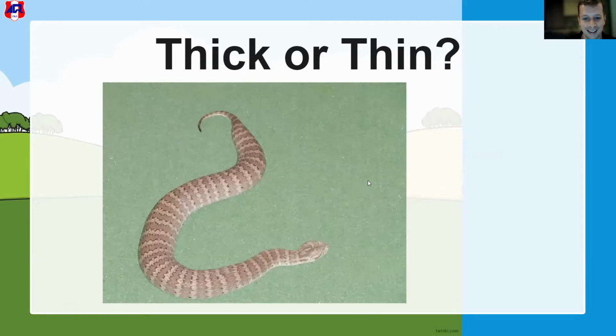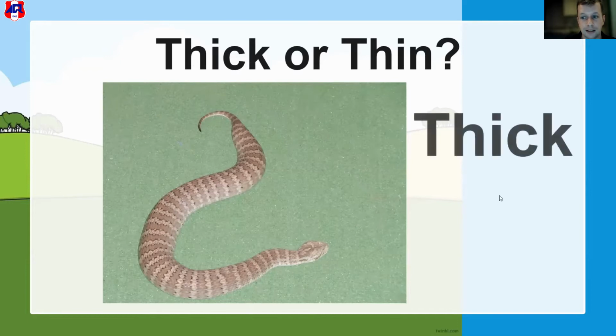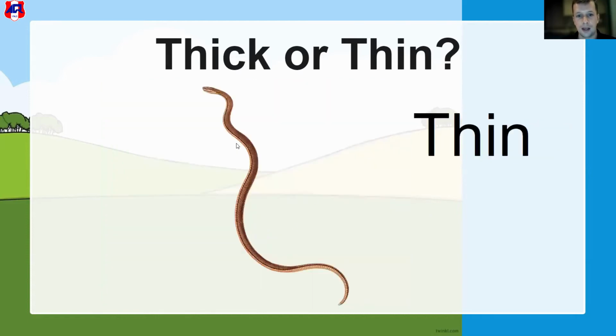Okay, let's take a look at the next one. Boy, that's also a snake. What do you think about this snake? Do you think it's thick or thin? Very good. It's a thick snake. Can you say it's a thick snake? Okay. Very, very good. It's not too difficult, right? Thick when it has a lot of volume, and thin when there's little volume.